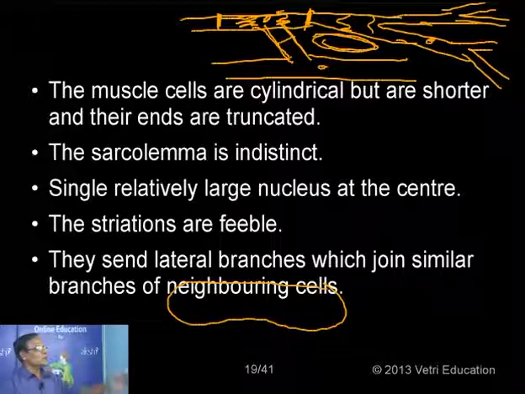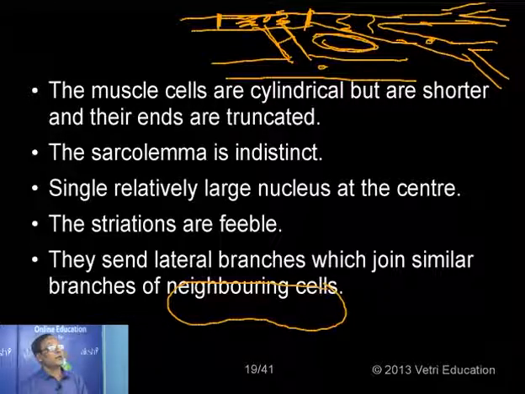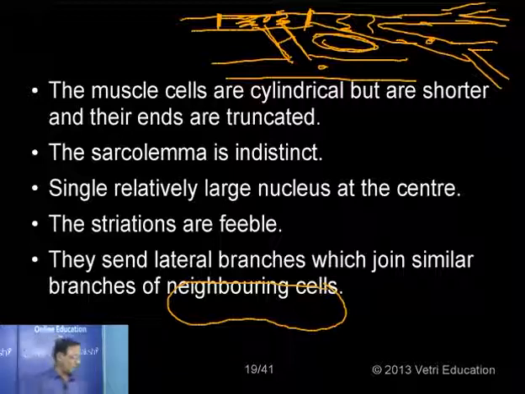So each muscle fiber shows lateral branches. The lateral branches are joining with the lateral branches of the adjacent muscle fiber, and between the muscle fibers we have a space filled with loose connective tissue. And I mentioned here they send lateral branches which join similar branches of the neighboring cells. So these are the branches of the neighboring cells which are joined with one another.